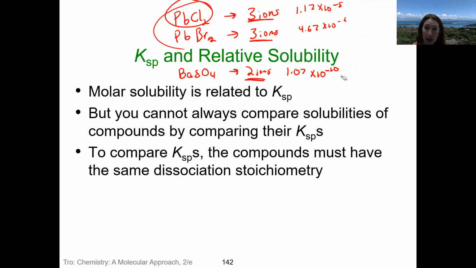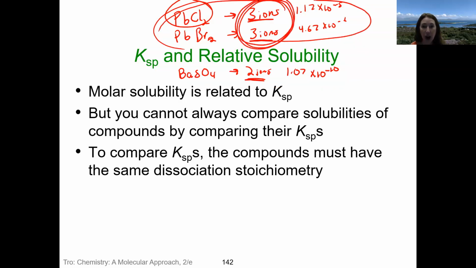So if you're going to compare Ksp, it has to come apart into the same number of ions. That's the only way you can compare the Ksps. This is different than Kas and Kbs, right? You can compare any Kb and any Ka, but for Ksps, it has to come apart into the same number of ions in order to directly compare them.